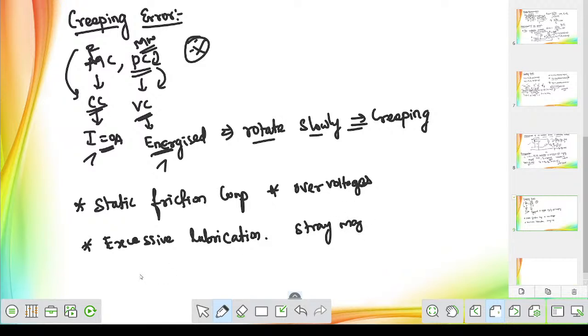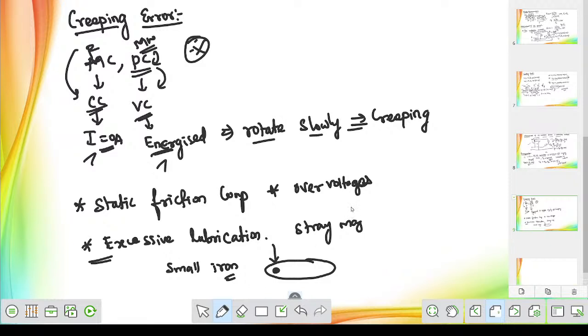Sir, how to overcome this creeping error? The creeping error can be overcome by attaching a small iron piece on the edges of the disc. We know the energy meter will be like this. So a small iron piece will be attached at the edges of the disc like this. By attaching the iron piece at the edges of the disc, we can avoid this creeping error. Okay, hope you understand what I am trying to say.